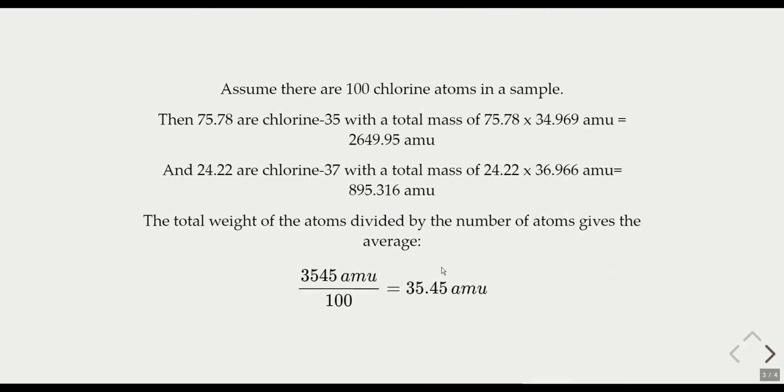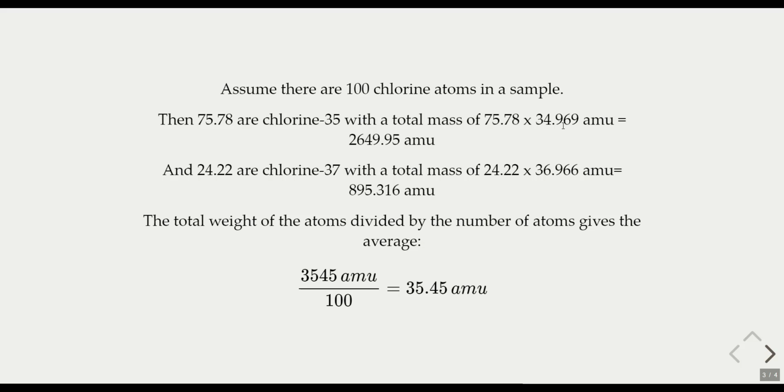We say let's pretend there are 100 atoms. It doesn't matter how many you have in your sample set. The ratios will always be the same. So we'll say for convenience there's 100 atoms. If there are, then 75.78 of them are chlorine 35s. Don't worry about the fact that we're saying there's 0.78 of a chlorine. We realize that you can't actually have that in terms of the rounding. We'll just interpret this in terms of particular atoms. In any case, there's 75.78 chlorine 35s, and what do they weigh?